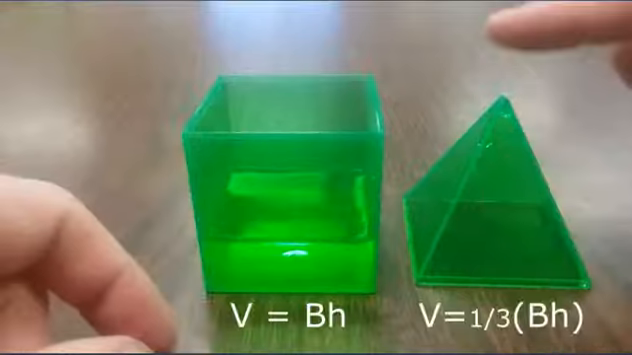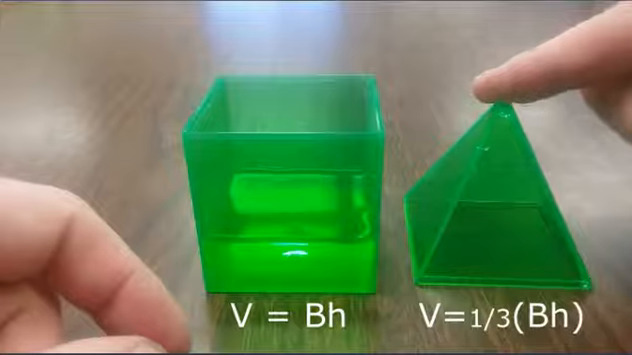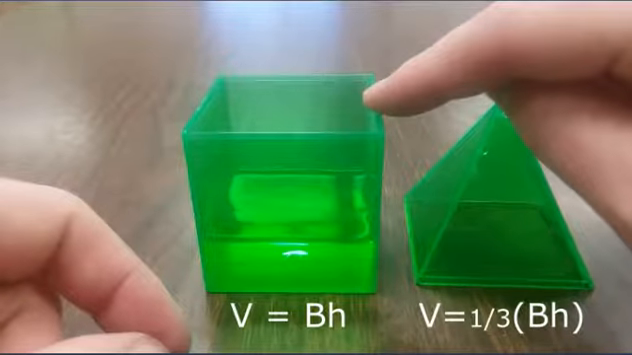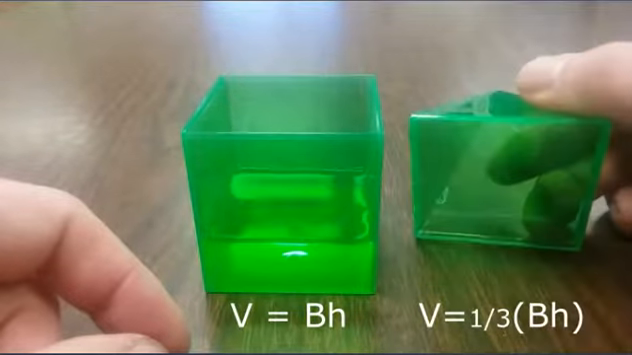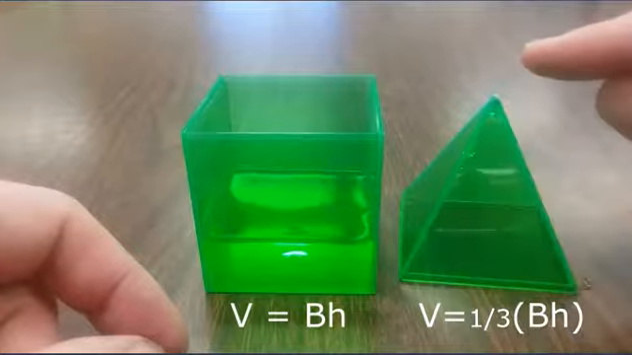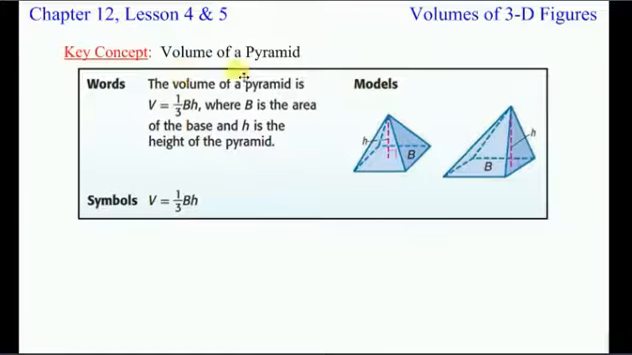So the volume of a pyramid is 1/3 that of the prism with the same base area and the same height. So we have a pyramid with a volume of 1/3 base times the height. The same goes for an oblique pyramid, where we have the same area and the same height. Those would have the same volume.